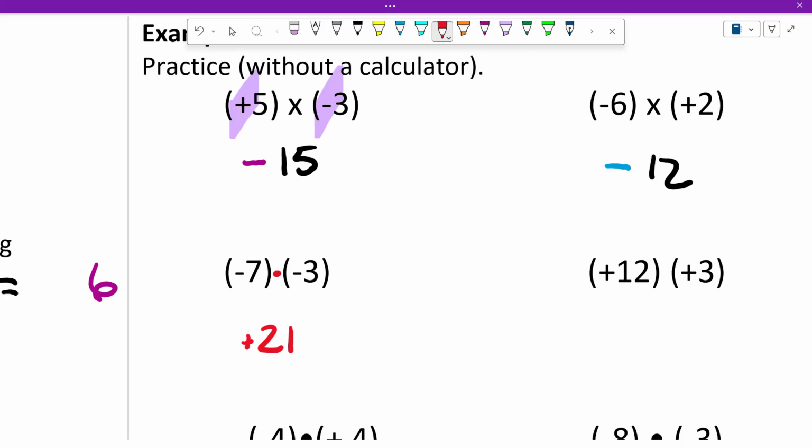Next one. 12 times 3. 36. If you have a positive and a positive, it's positive. Now, here I put plus signs down to really highlight the fact that it's positive, but that's not really what we do. If the answer is positive, we don't need to show that plus sign. The plus sign sometimes gets in the way, right? So you can just do 36. You can just do 21, right?